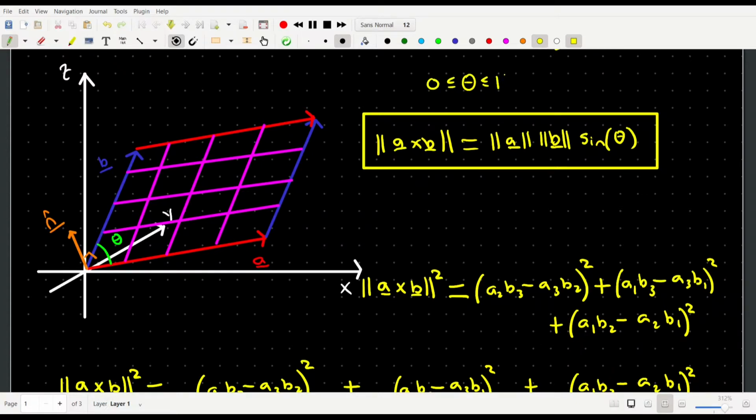Which, because theta is between pi and 0, normally the square root of sine squared theta is the absolute value of sine theta. For theta in this interval, sine of theta is positive, so the square root of sine squared theta is just sine theta.